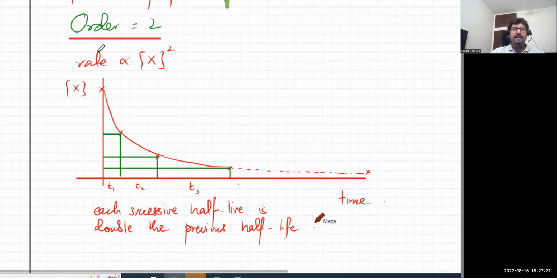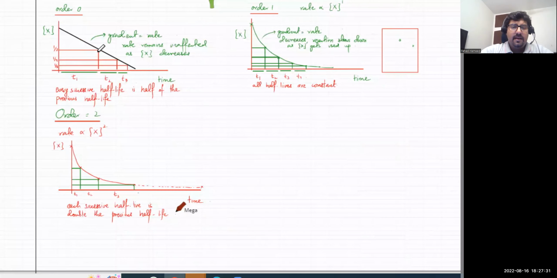Okay, is this clear? By just looking at the reactant graph, how the reactant concentration varies with respect to time, you can plot the graph and measure the half-life. If it's a straight line, that's order 0. If it's a constant half-life, that's order 1. If the time is doubling every time, that means it's order 2. Okay, is this clear?